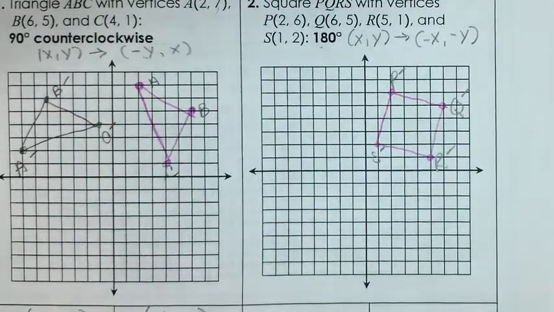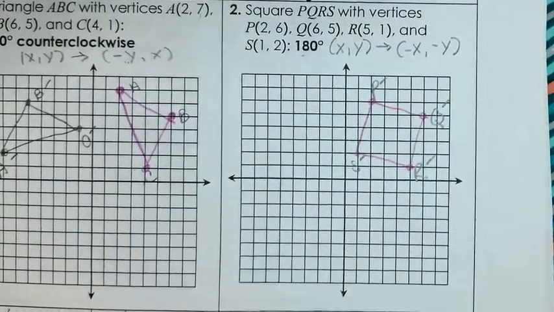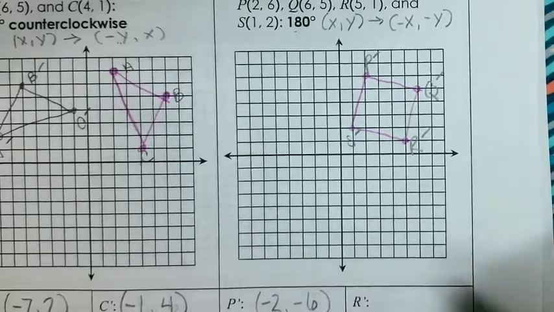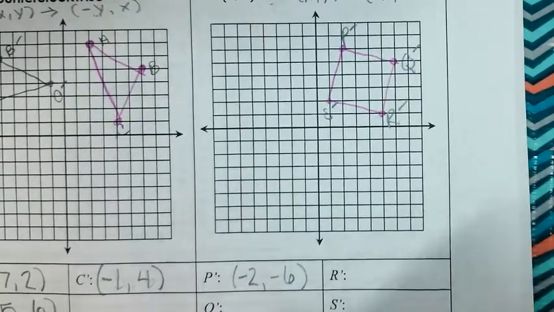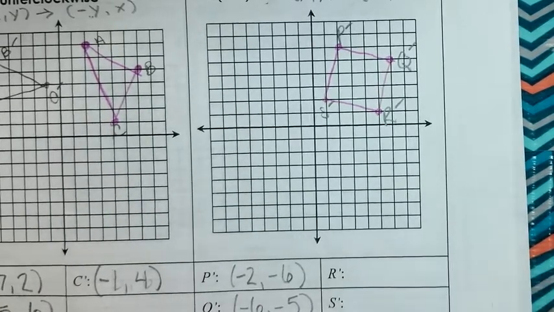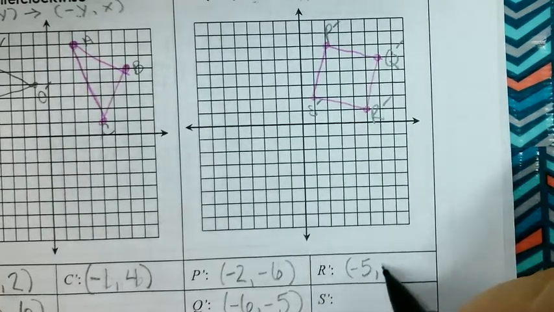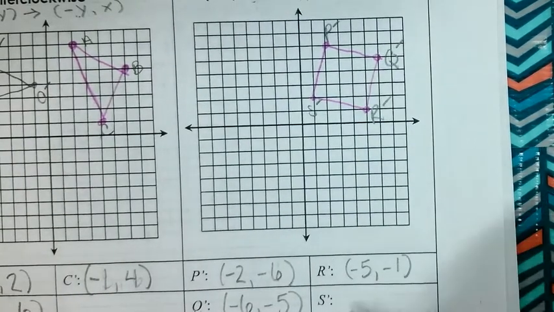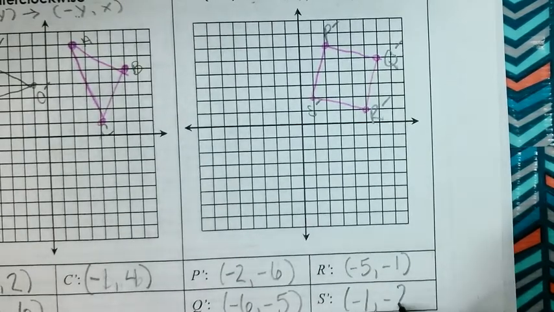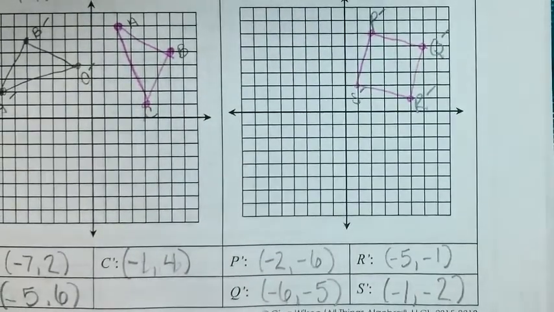All right, so let's determine what our new points are going to be. P is (2, 6), so it's (-2, -6). Q is (6, 5), so it's (-6, -5). R is (5, 1), so R prime is (-5, -1). And S is (1, 2). It'll now be (-1, -2). So let's graph these points.